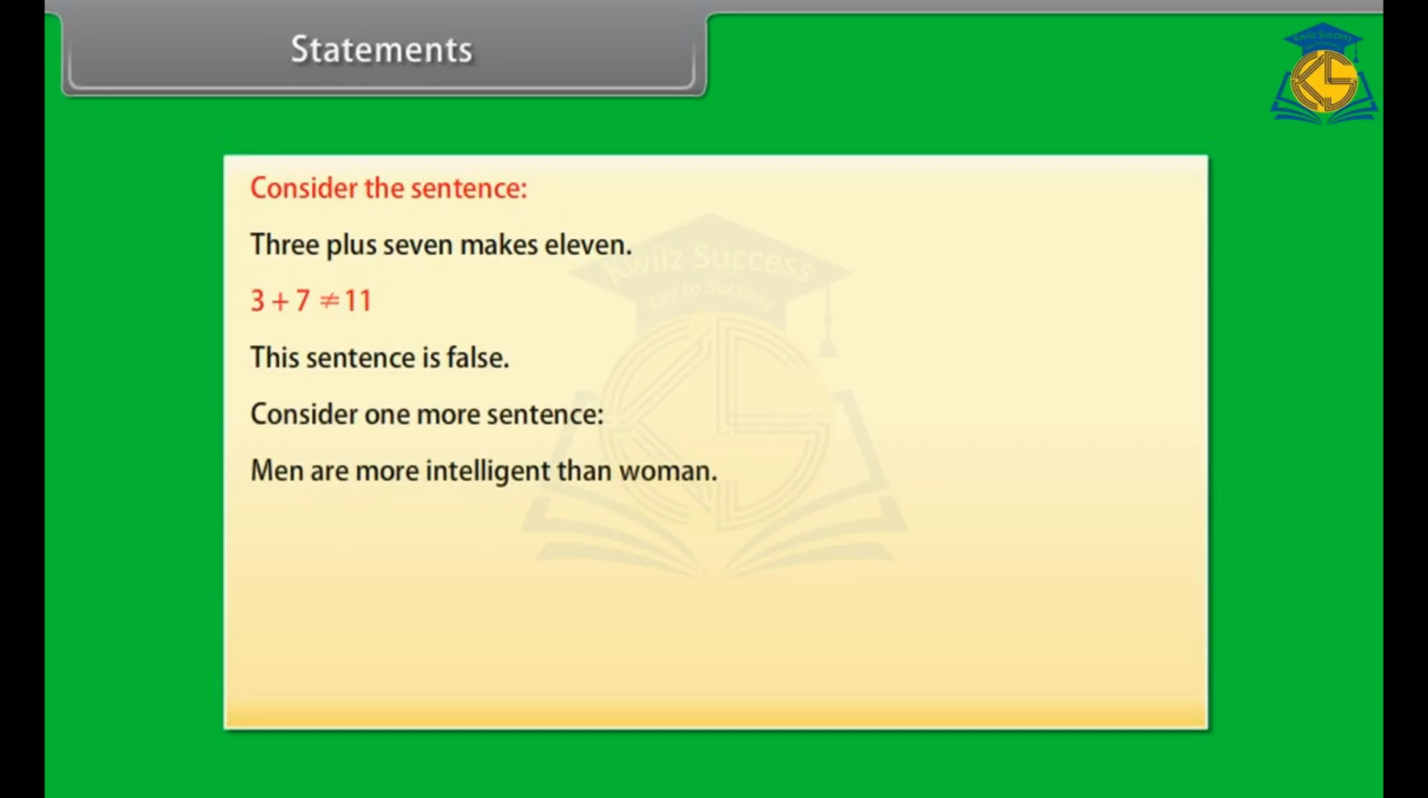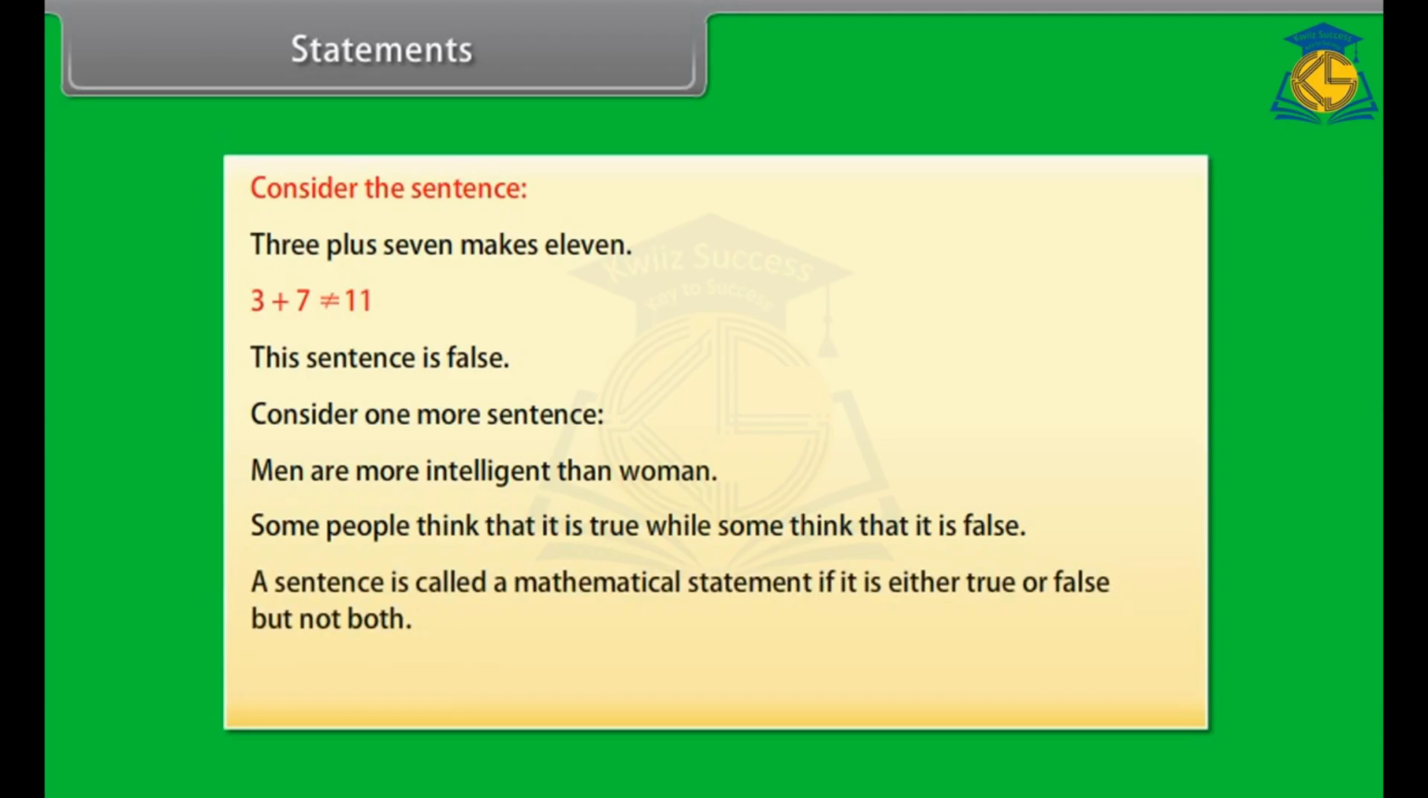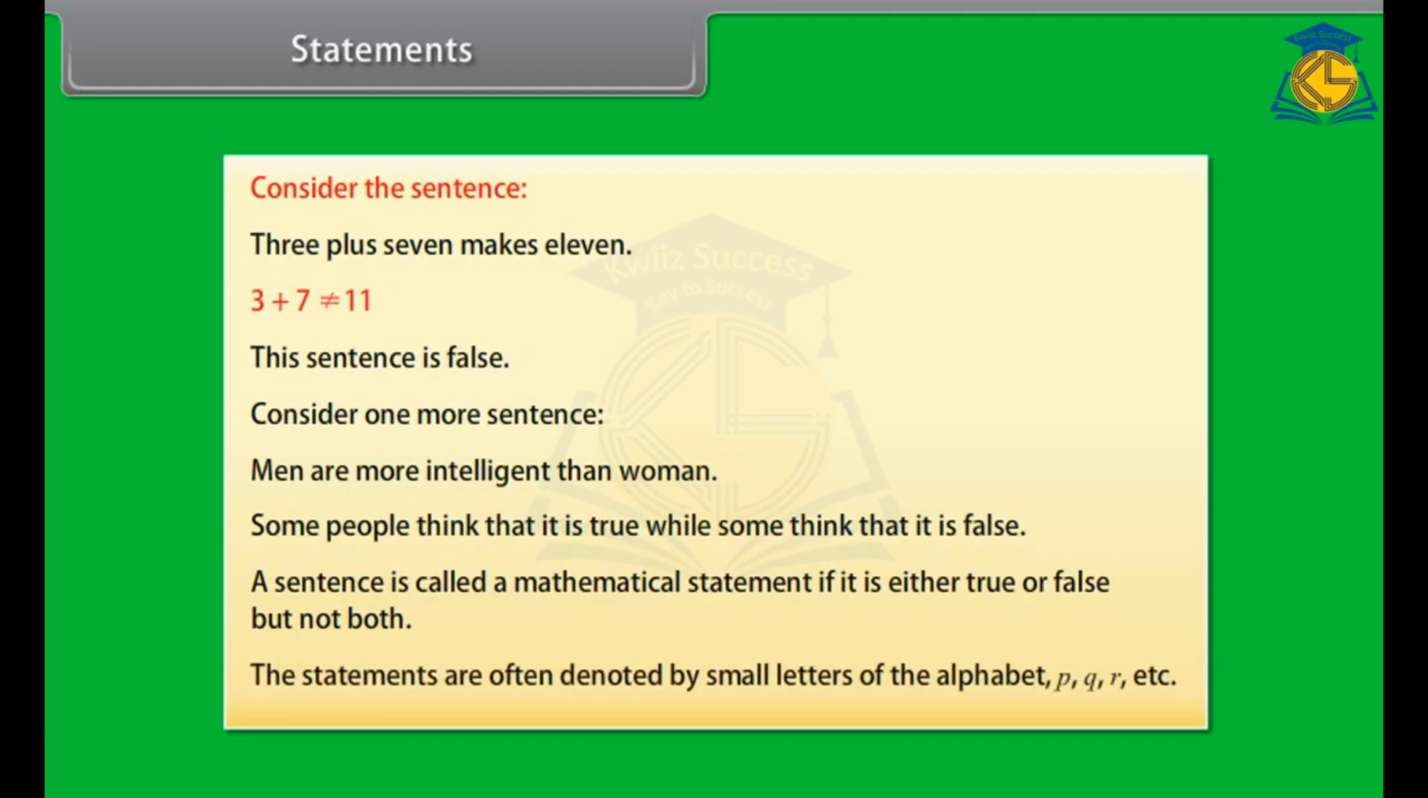Consider one more sentence. Men are more intelligent than women. Some people think that it is true, while some think that it is false. Now we define a mathematical statement. A sentence is called a mathematical statement if it is either true or false, but not both. The statements are often denoted by small letters of the alphabet, P, Q, R, etc.